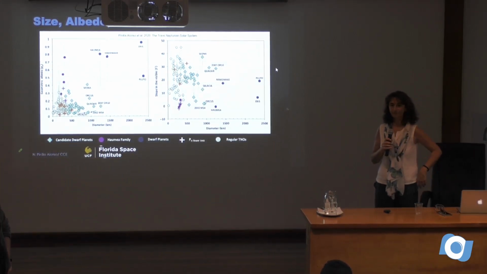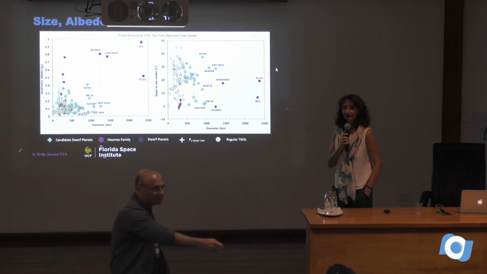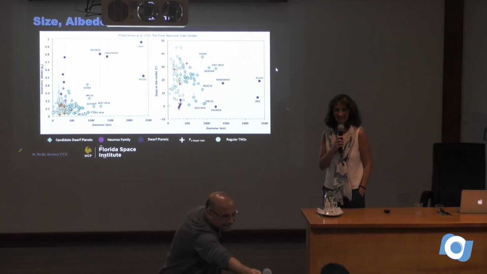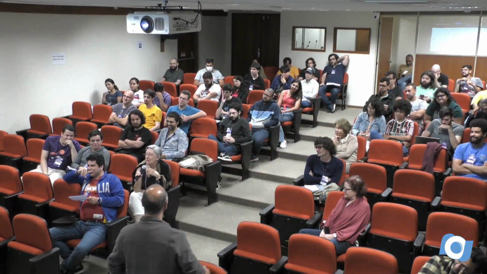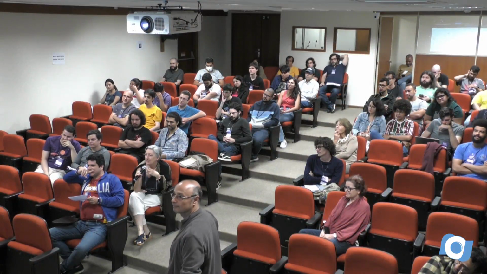I want to ask a question about this. Using this slide, why do you have such big error bars for Haumea and Makemake?